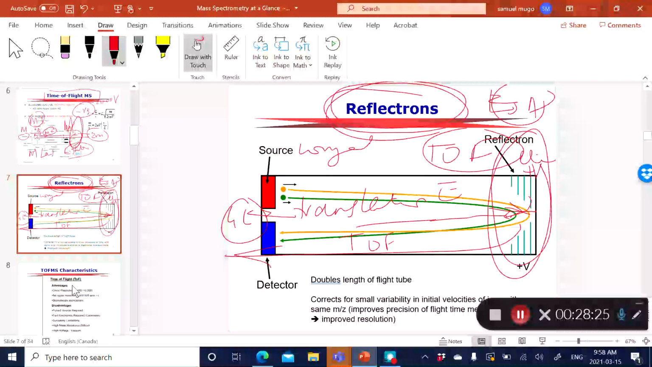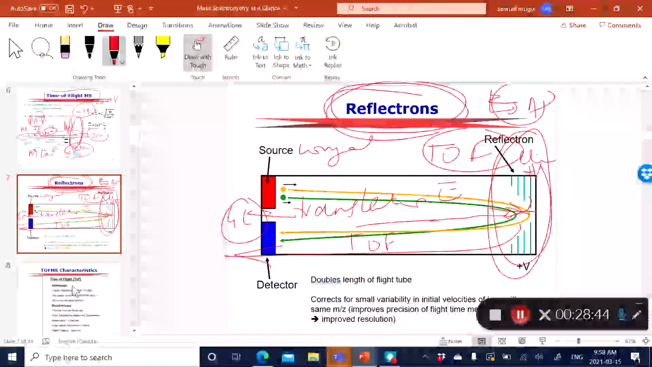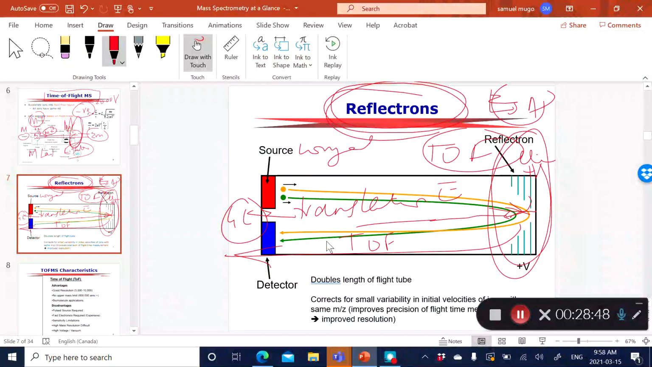So it's very similar to what I talked about before, the double focusing. In this case, the reflectron is used to dampen the ions so that all of them have got the same kinetic energies by the time they are starting the race on the time of flight. So reflectrons are integrated in most of the time of flight mass analyzers.